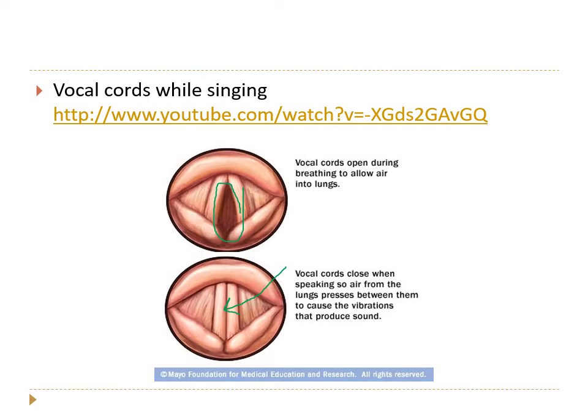So this link, which is also up in Canvas, is some brave souls who are incredible singers who agreed to have their vocal cords filmed while they sang. They took fiber optic cameras, went in through the nose, down the nasopharynx, oropharynx, and then laryngopharynx and into the larynx, and are filming their vocal cords while they are singing. It's amazing. So definitely watch that.